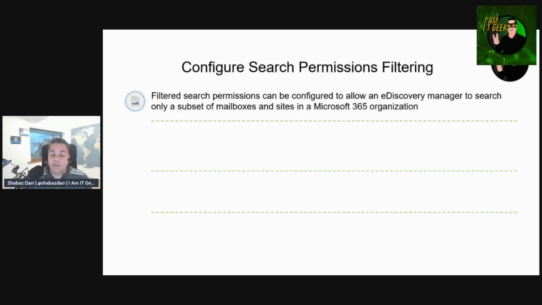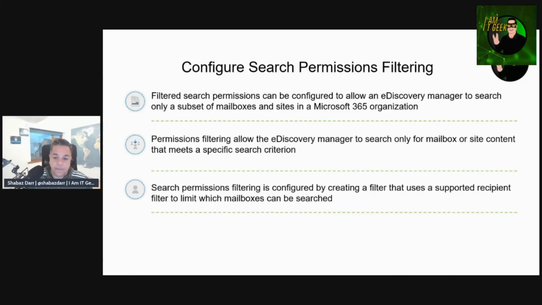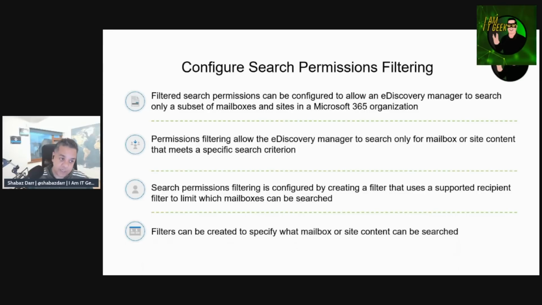Filtered search permissions can be configured to allow an eDiscovery manager to search for only a subset of mailboxes and sites in Microsoft 365. Permission filtering will allow the eDiscovery manager to search only for mailboxes or site content that meets specific search criteria. So really least privilege access there, right down to the T. Search permissions filtering is configured by creating a filter that uses a supported recipient filter. This limits which mailboxes can be searched. And finally, filters can be created to specify what mailbox or site content can be searched.